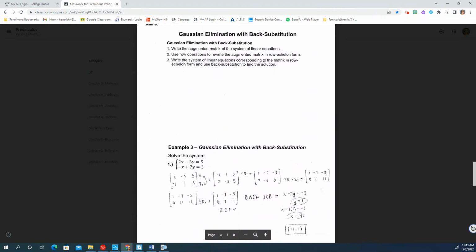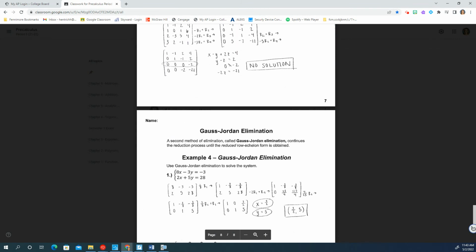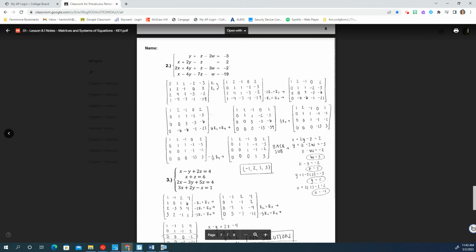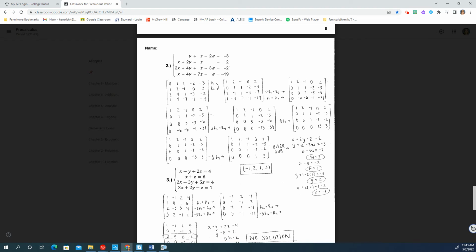You guys remember when we did all this work to get it into row reduced echelon form? Now there's a way to do it on your calculator. It's just a button. It's dumb. You going to show us? Yeah, I'll show you. You're telling me I don't have to do all that work?